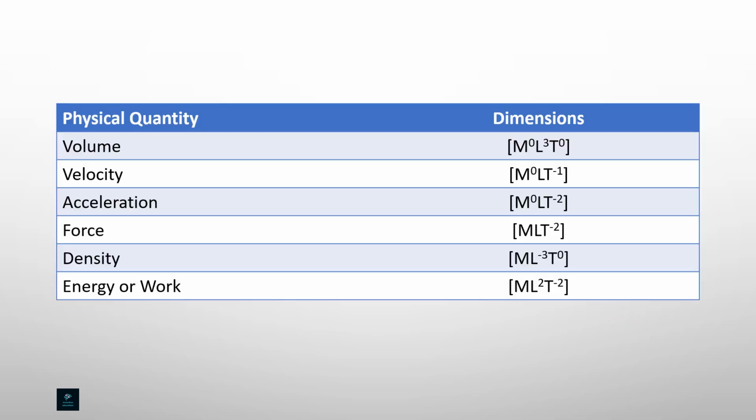This table shows dimensions of some physical quantities. Volume is L cubed, velocity is L T to the power minus 1, acceleration is L T to the power minus 2, force is M L T to the power minus 2, density is M L to the power minus 3 T to the power 0, and energy or work is M L squared T to the power minus 2.